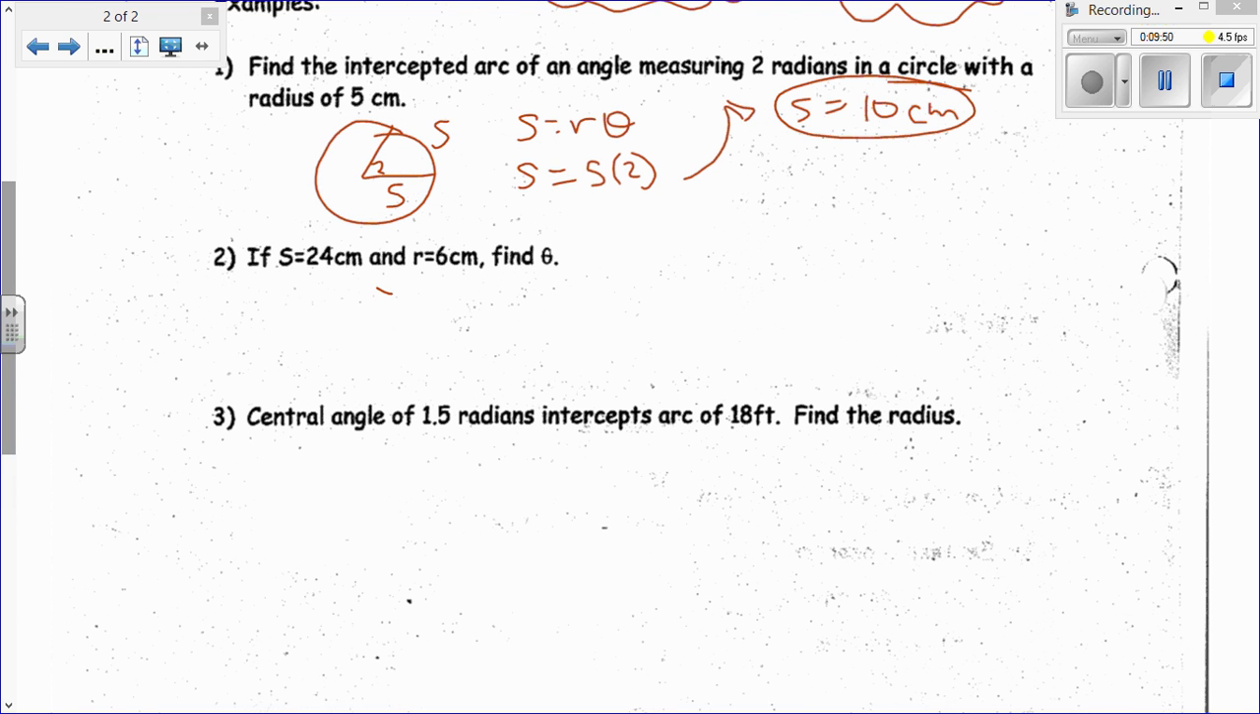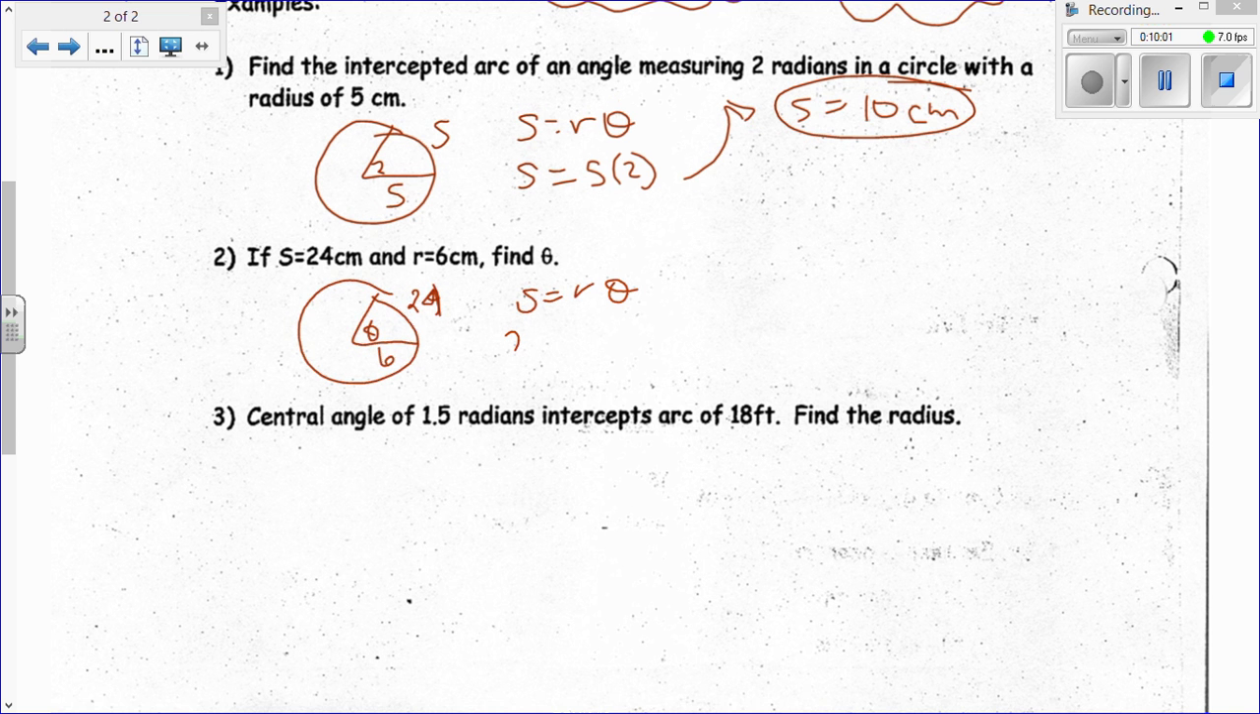If S is equal to 24 centimeters, R is equal to 6, find theta. S equals R times theta. 24 is equal to 6 times theta. Divide both sides by 6. Theta is equal to 4 radians.